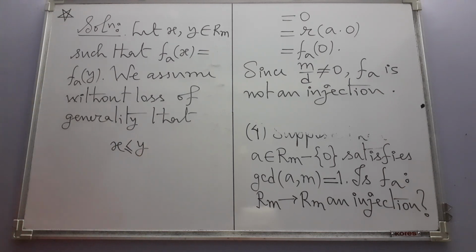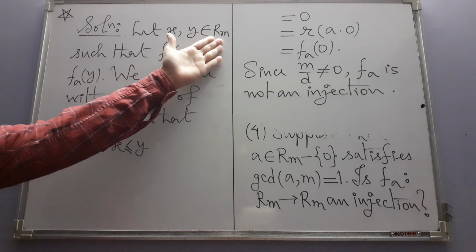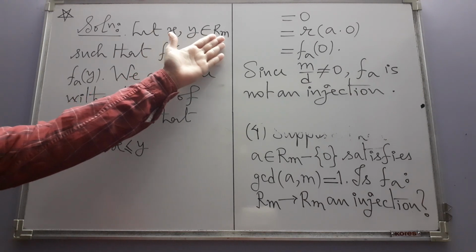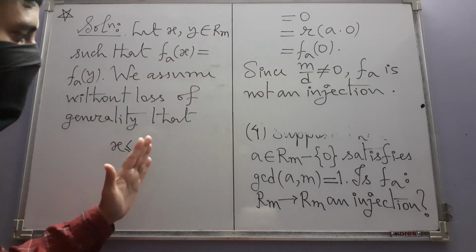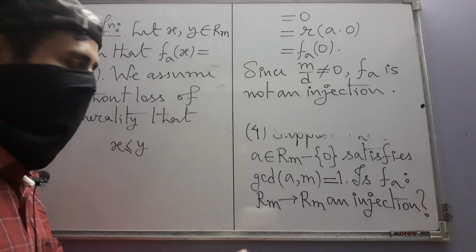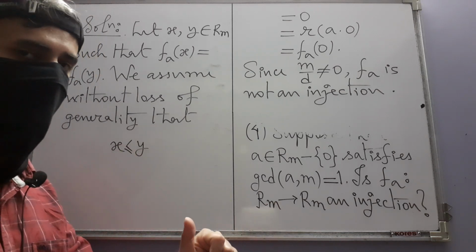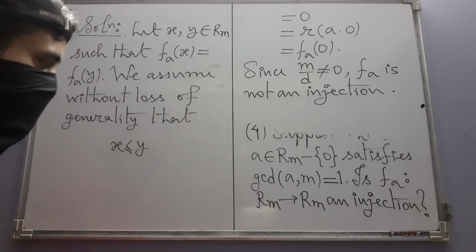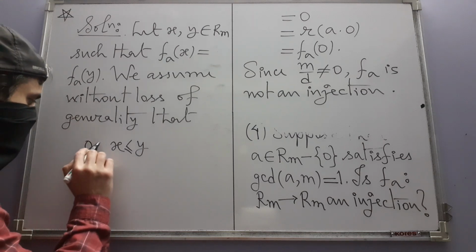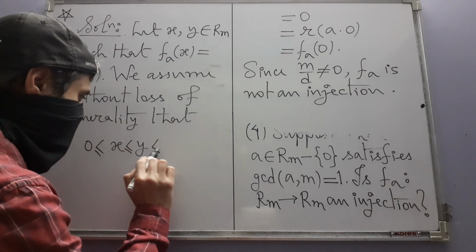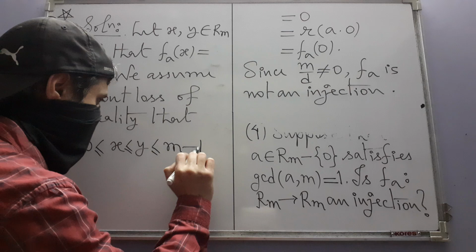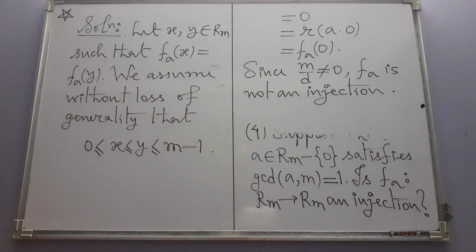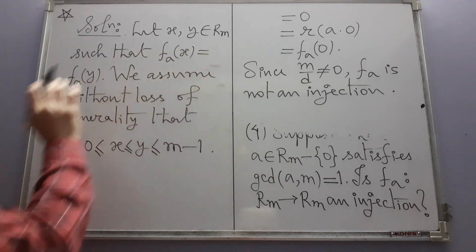But let us also note what other inequalities these numbers are going to satisfy. They belong to Rm, right? And what type of numbers does Rm have? Rm consists of all non-negative integers less than m, or less than or equal to m minus 1. That means our x and y are also going to satisfy this. Okay. Now let's see what we can say from here.